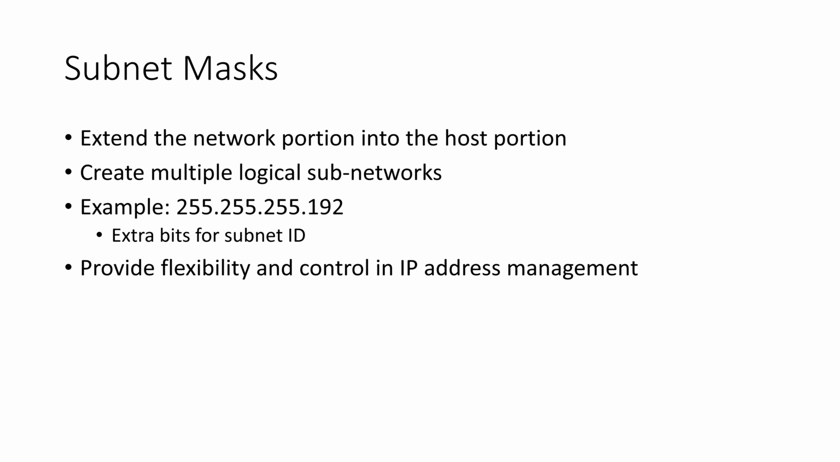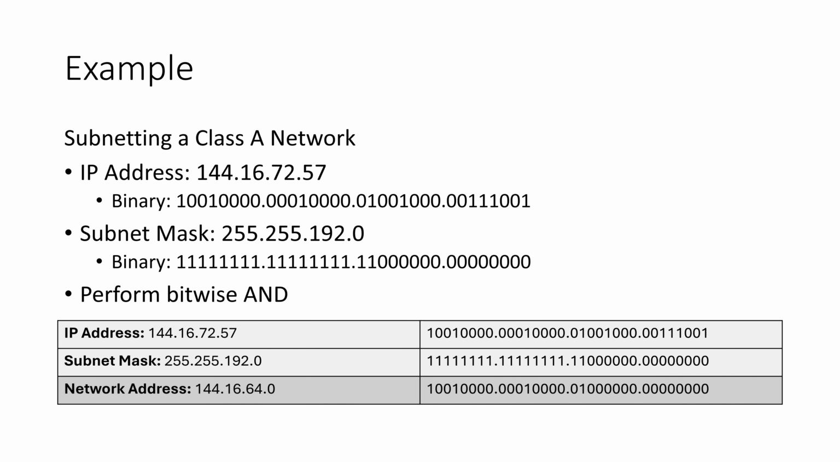Subnetting lets you efficiently manage IP addresses, avoid wastage, and organize networks into logical sections without needing to apply for more public IPs. So let's understand this with an example. Take the IP address 144.16.72.57. By default, since it starts with 144, it's a class B address whose natural mask is 255.255.0.0. But let's say we want to subnet it. We apply a custom subnet mask, that is 255.255.192.0, and here the network portion was extended by, let's say, borrowing 2 bits from the host portion.